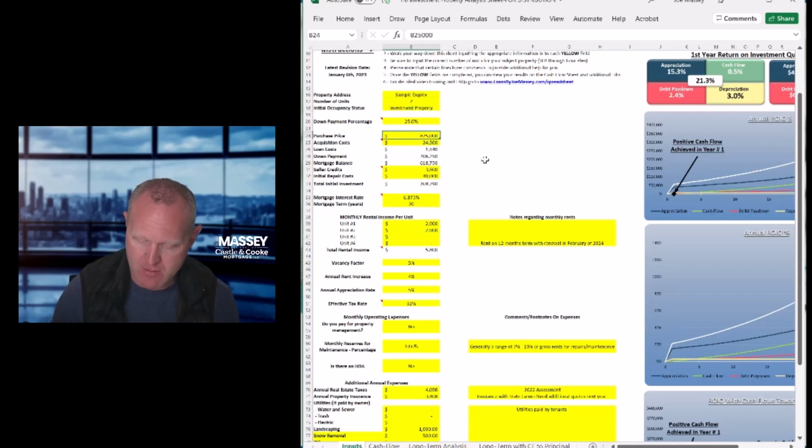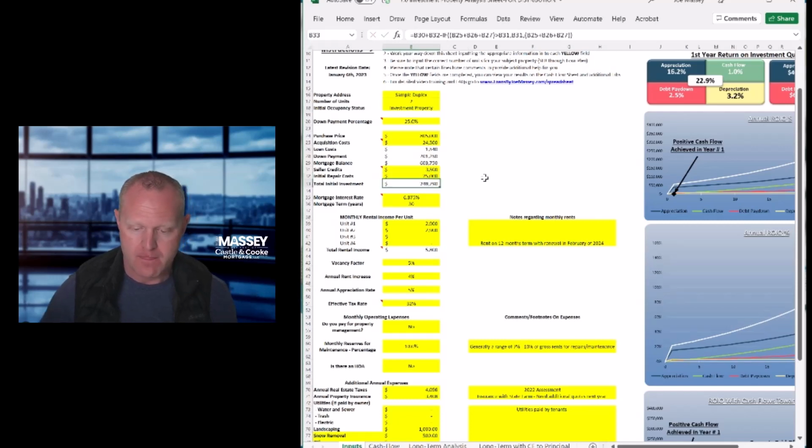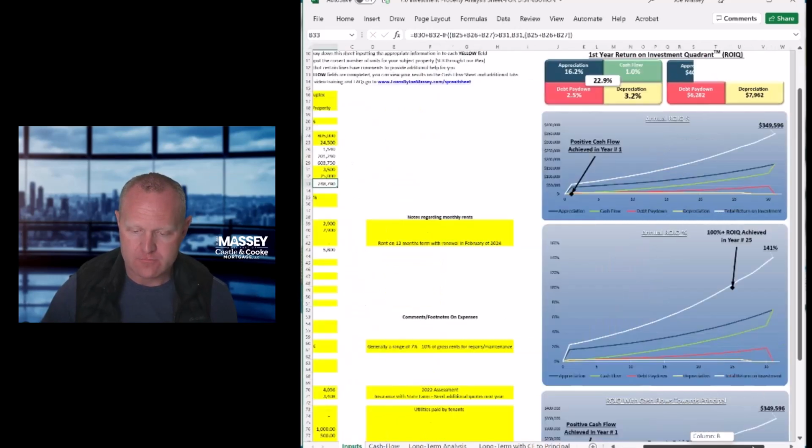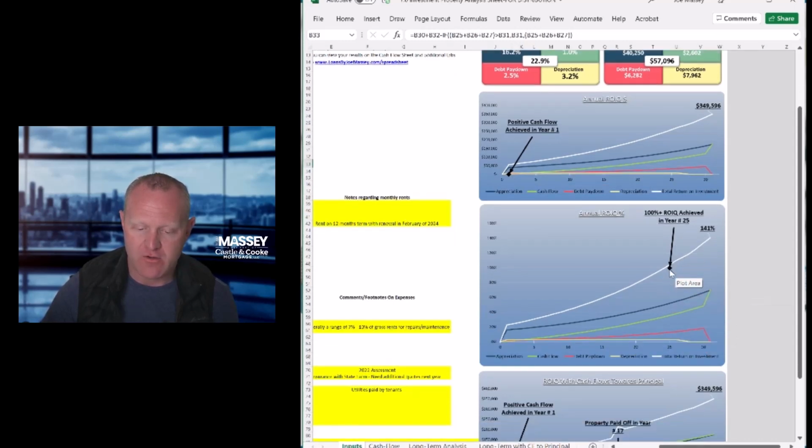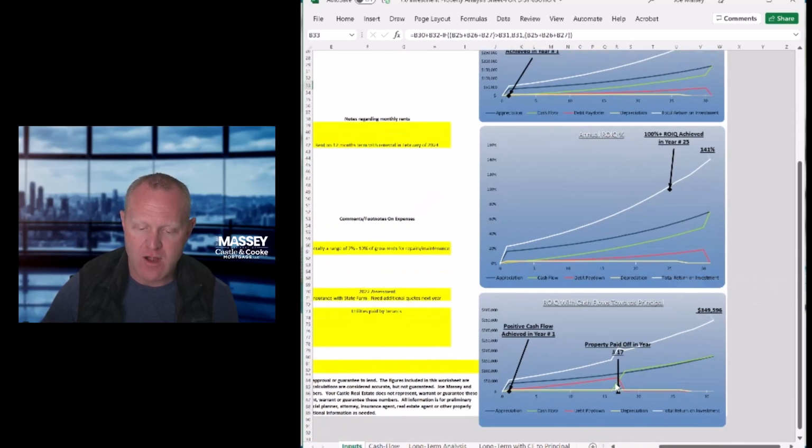What if you're able to negotiate for a lower purchase price? What if you purchase this property for $805,000? And what if the property doesn't need as much work? It only needs $25,000 worth of work. What does that do? You're going to achieve positive cash flow right in year number 1. Your return on investment quadrant, you're going to achieve 100% in year number 25, and you're going to have the property paid off in only 17 years.